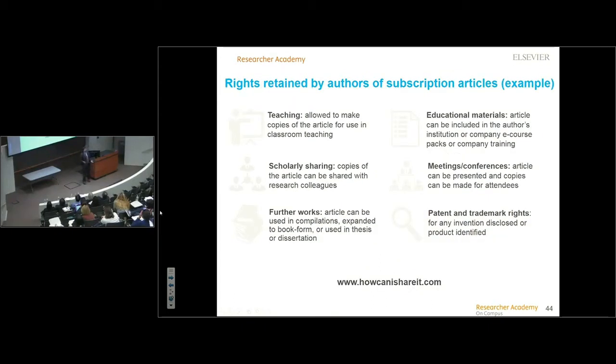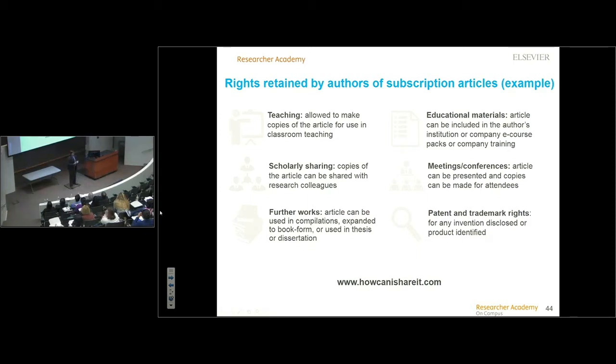Even if you've signed a transfer of copyright, under fair use clauses and different publisher policies, you will retain a number of rights. So it's not like you are handing over ownership of your paper and now you can't do anything with it ever again. These vary significantly. This sample is taken from Elsevier's policies.